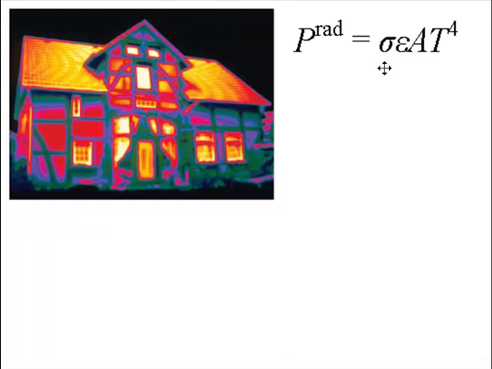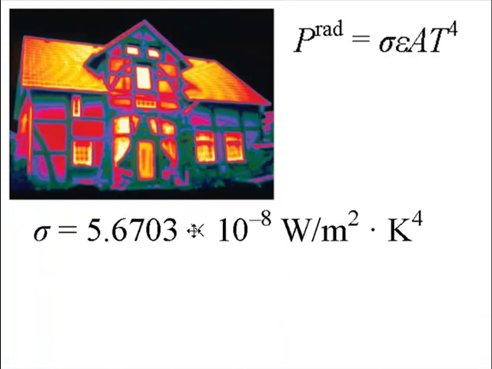And this term here, sigma, is known as the Stefan-Boltzmann constant. For our purposes right now, it's just a value. It's 5.6703 times 10 to the negative 8 watts per meter squared, kelvin to the 4th. At moderate temperatures like you and me, it doesn't become terribly big. At temperatures like the sun, a great deal of energy is lost through radiation.